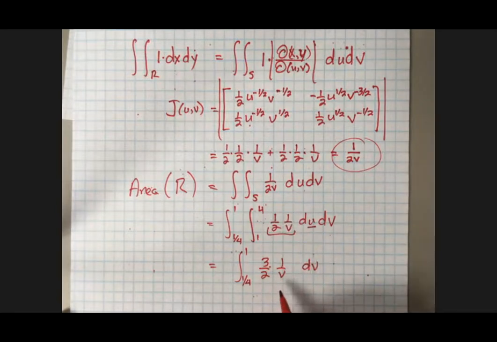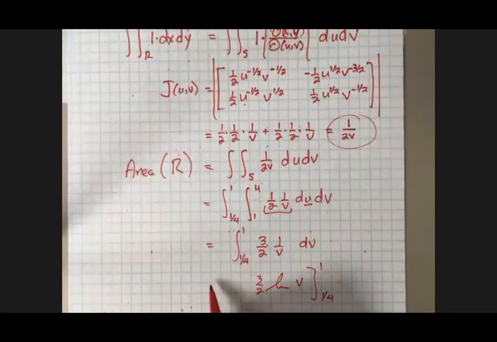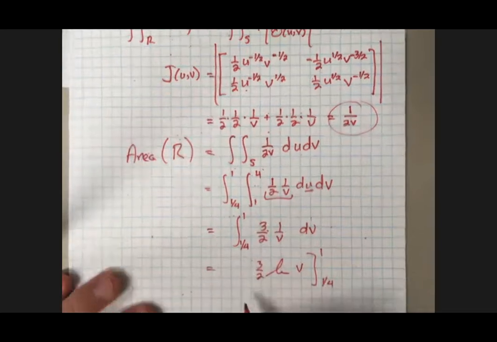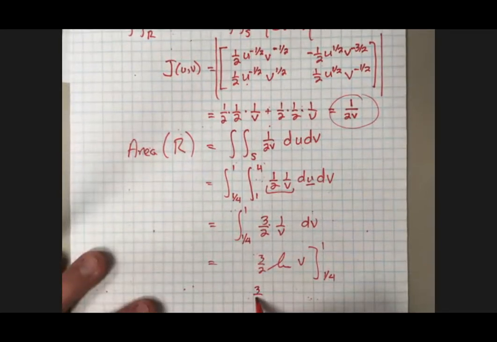Now I integrate with respect to v, so I'm going to get a natural log of v. Absolute value necessary, right? But v is only positive, so I don't worry about the absolute value. Absolute value of v is v. Get 3/2 out front. And now I got to do this from 1/4 to 1. And now natural log of 1 is 0, natural log of 1/4. So I have 3/2 natural log of 1/4.